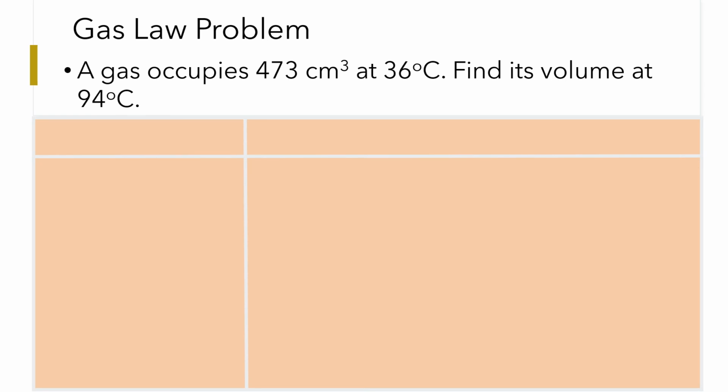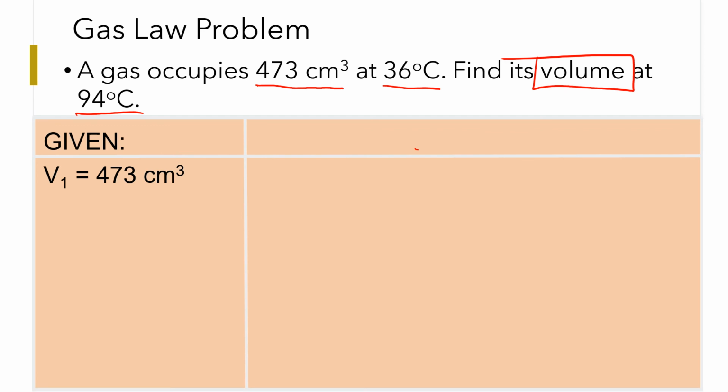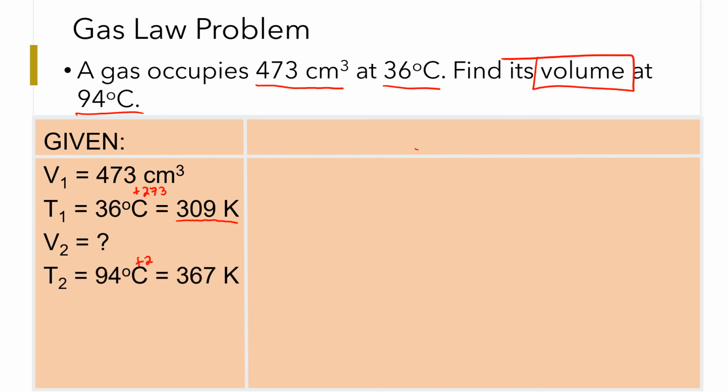So let's solve a problem. A gas occupies 473 centimeters cubed at 36 degrees Celsius. Find its volume at 94 degrees Celsius. So these are my givens. I'm looking for the final volume. So let's list it out. Notice, y'all, I added 273 to get this value. I'm looking for V2. I add 273 to get this value here.